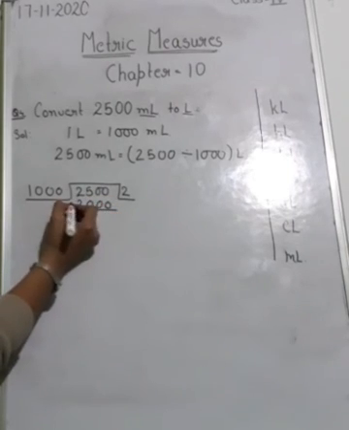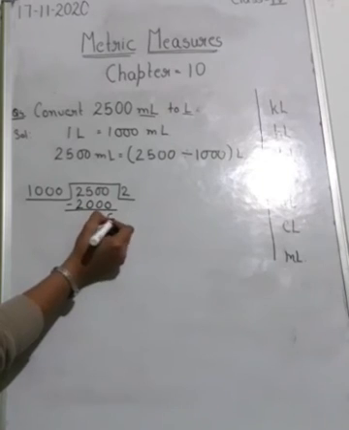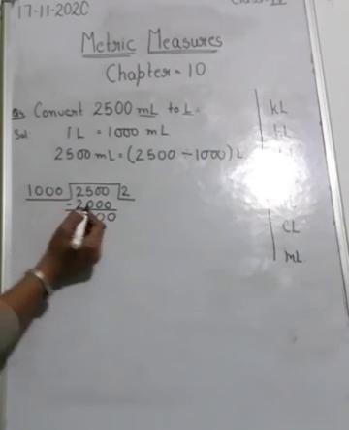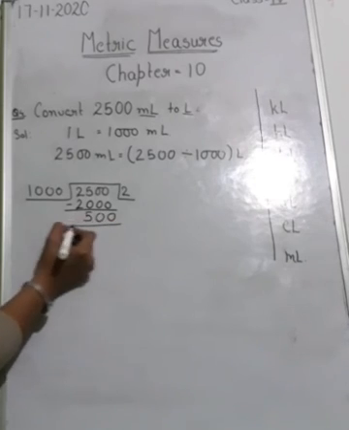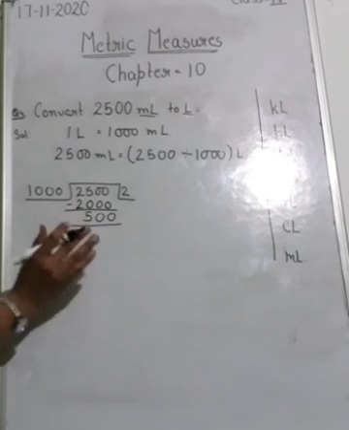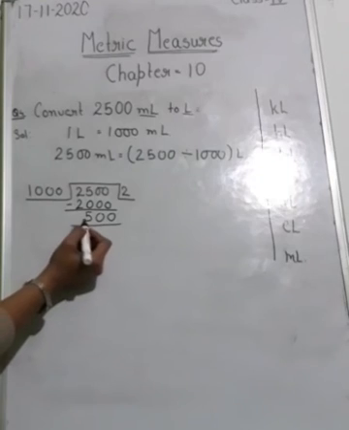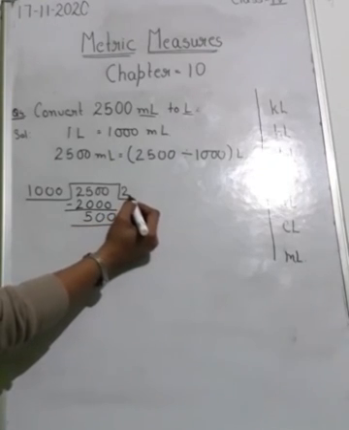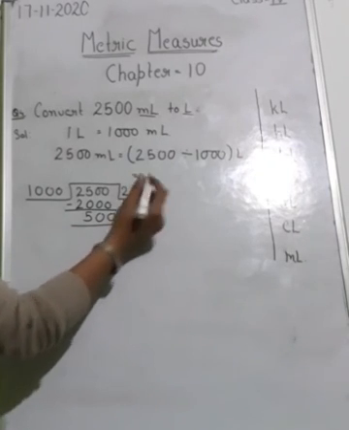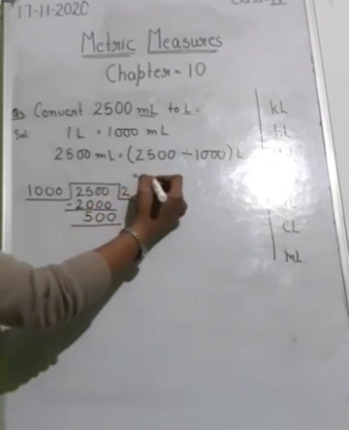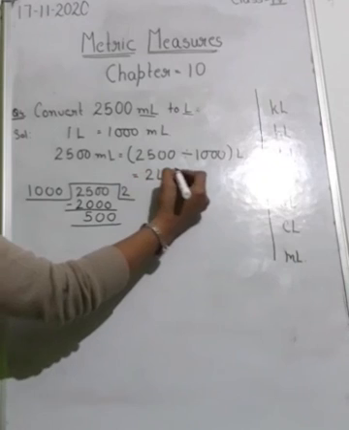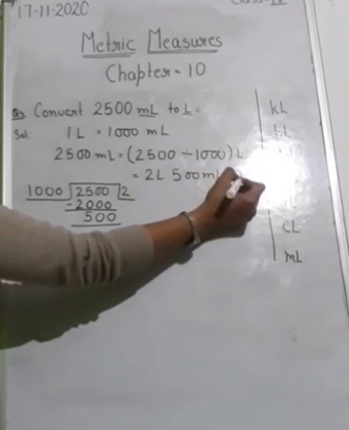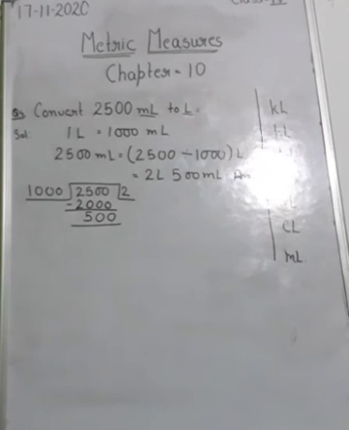Now do the subtraction. So 0 minus 0 will be 0. Here the 0 minus 0 will be 0. 5 minus 0 will be 5. And 2 minus 2 will be 0. No need of writing it. So what I am getting here as a remainder is 500, and what I am getting in question part is 2. So I told you that this question part becomes the bigger unit. It means it is 2 liter 500 milliliter, and this will be your answer.